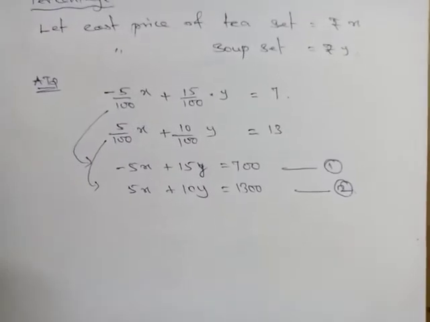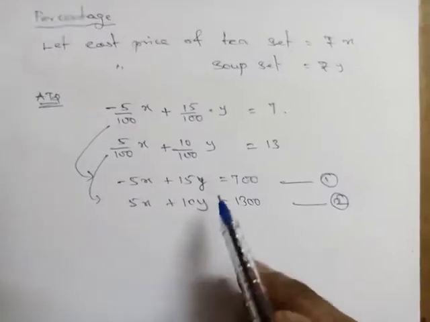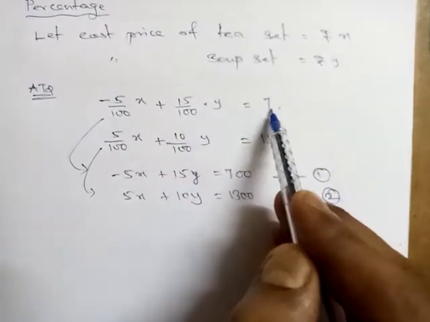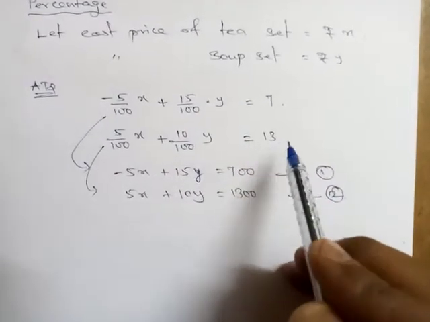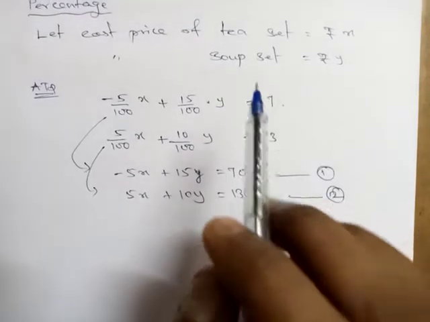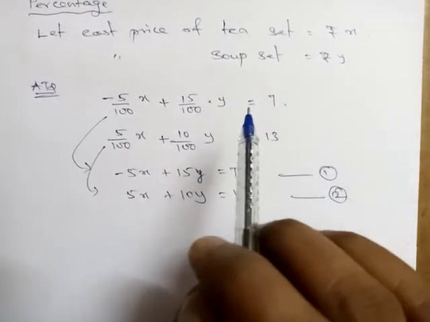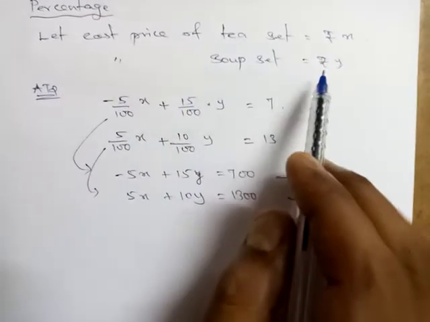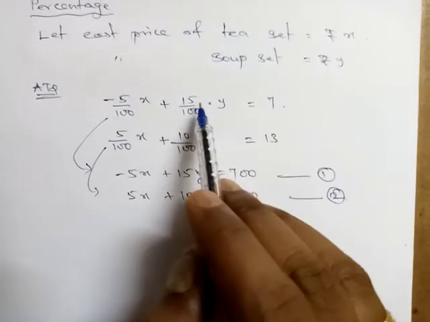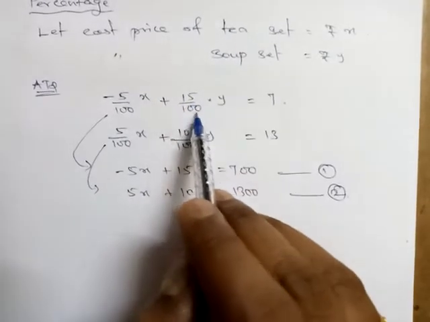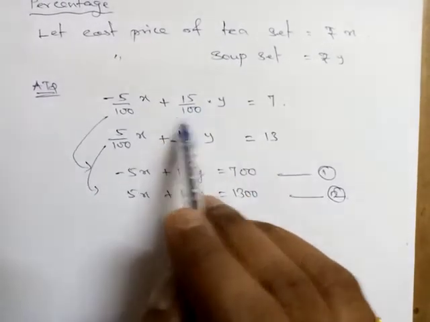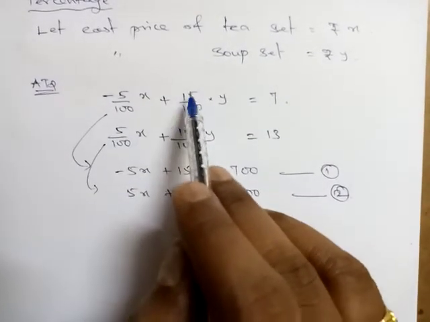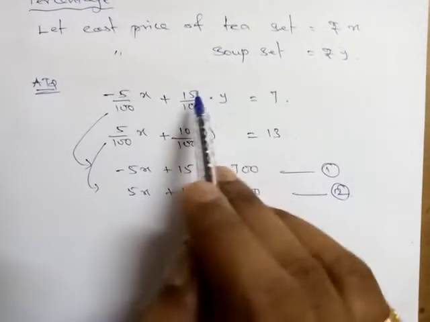Okay. Now suppose in this question they given that total profit is 7 rupees. Here also profit is 13 rupees they given. Suppose selling price they given, means what we have to take: 15% gain in soup set they given. So here we have to write 115 divided by 100 into Y. This is selling price. That becomes selling price. Actually here this is profit. 15 by 100 into Y is profit.